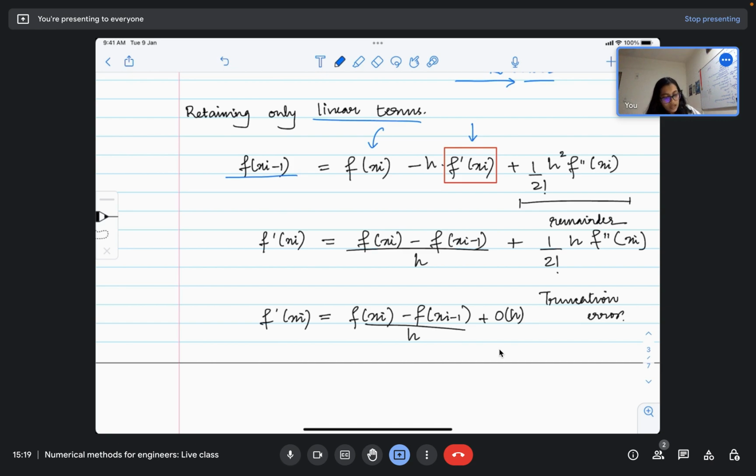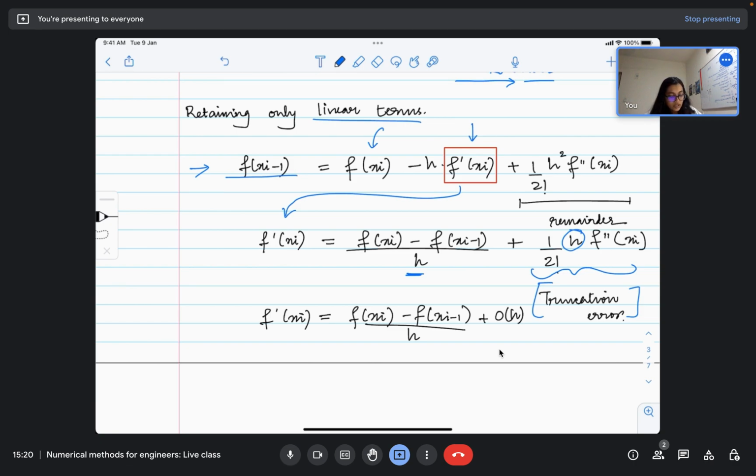Okay. So we rearrange and write it such that we have f dash of xi on one side, and we rearrange it in this manner: f of xi minus f of xi minus 1 divided by h. Then we will divide by h throughout this particular equation. Here h square will reduce to h. Okay, and we are not interested in this entire remainder term, but in understanding which order of error this truncation error will have.